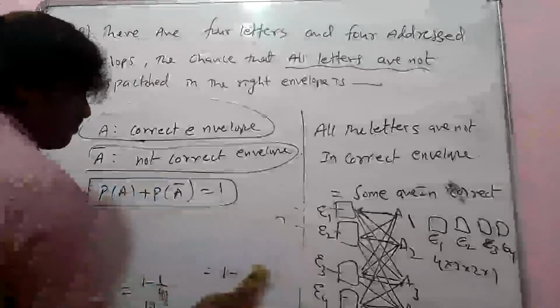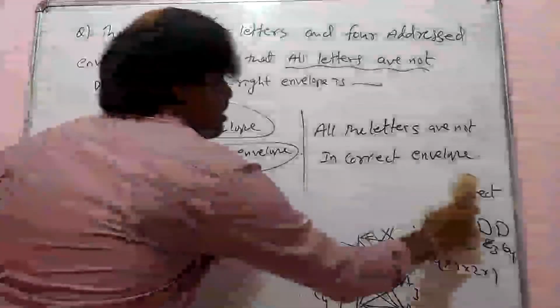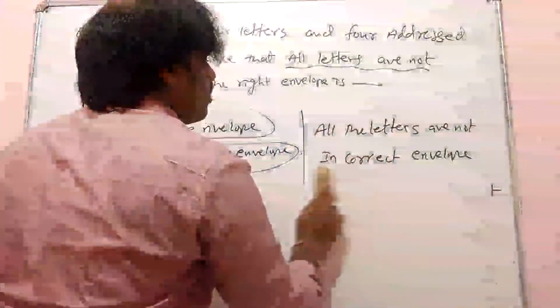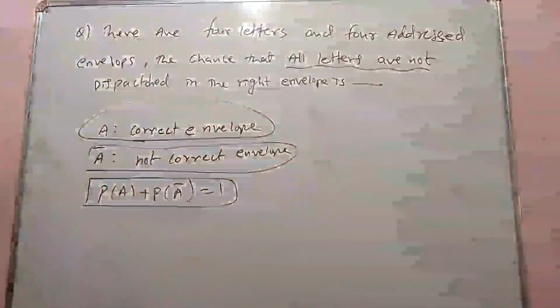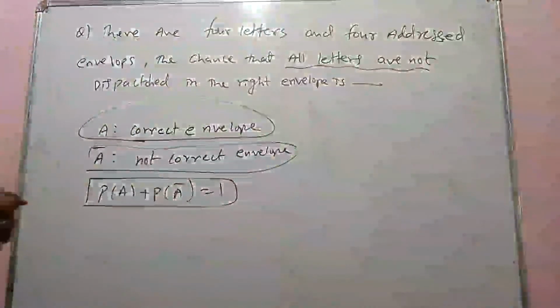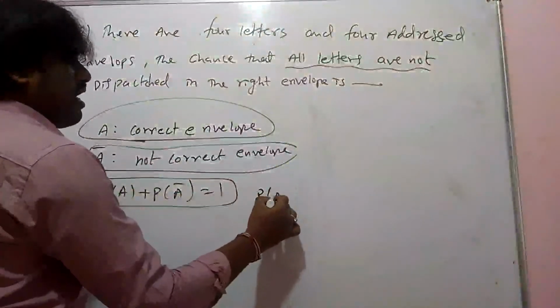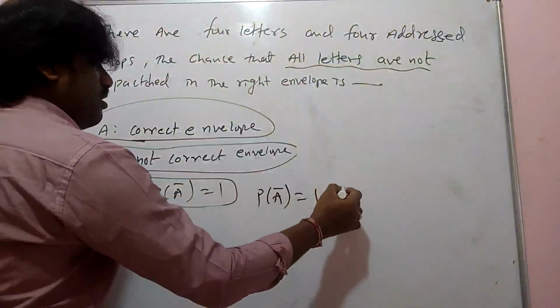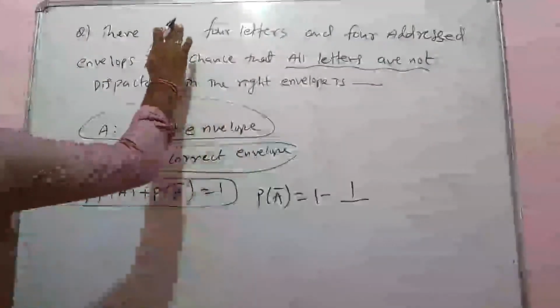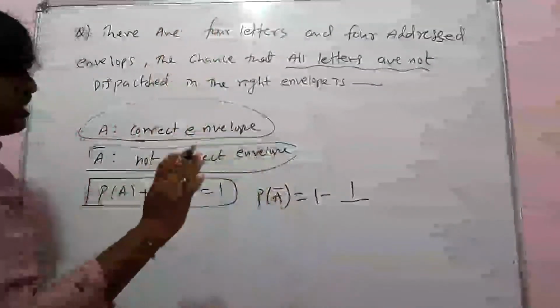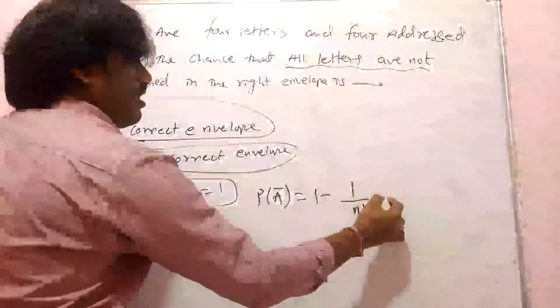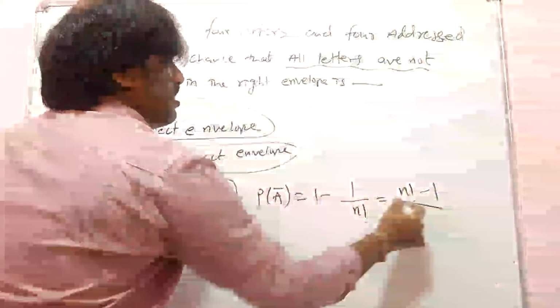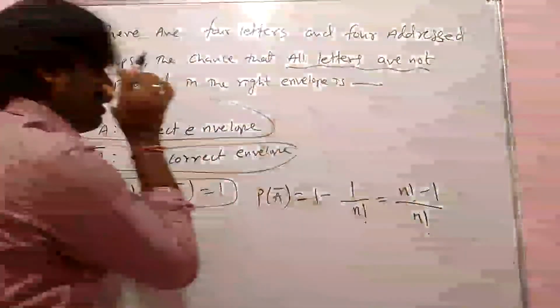Understand this. The correct answer is 23 by 24. I'll just tell you here, P(A bar) is equal to 1 minus 1 upon n factorial if there are n envelopes. That is, n factorial minus 1 by n factorial is the answer.